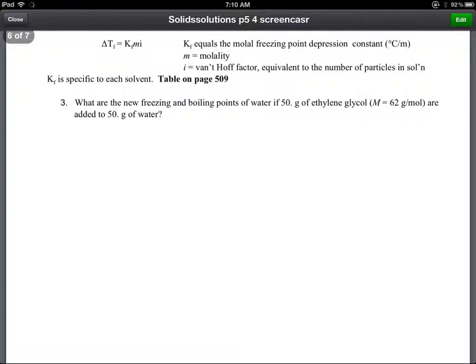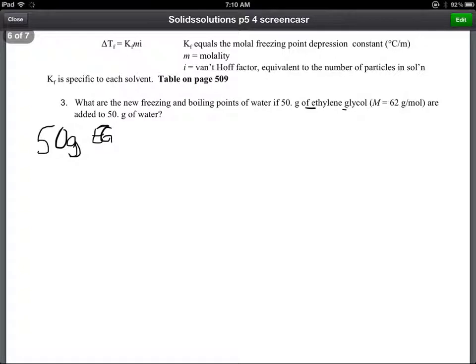Okay, so our problem here is what are the new freezing and boiling points of water if 50 grams of ethylene glycol, that's commonly known as antifreeze, with a molar mass of 62 grams per mole are added to 50 grams of water. So you'll see both values here. First thing you're going to have to do is figure out what is the molality of the solution. So grams of ethylene glycol have to be converted to moles, and the 50 grams of water has to be converted to kilograms.